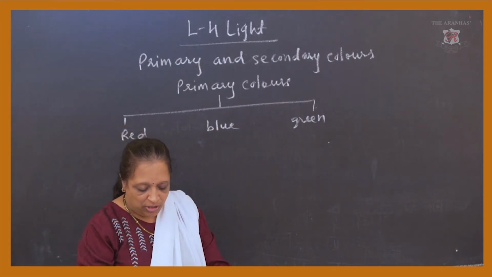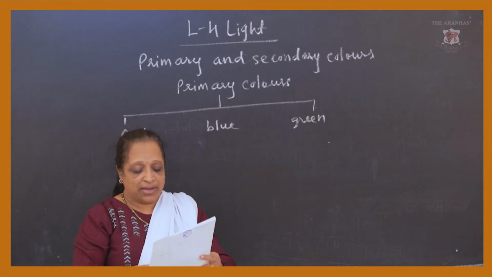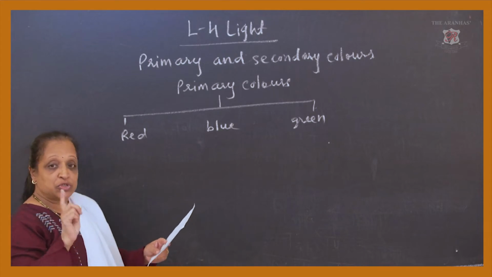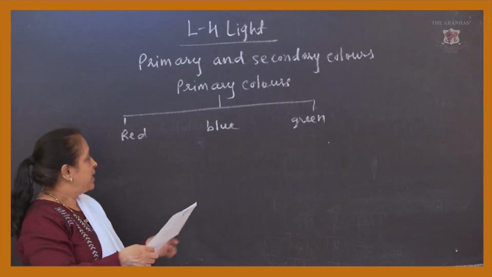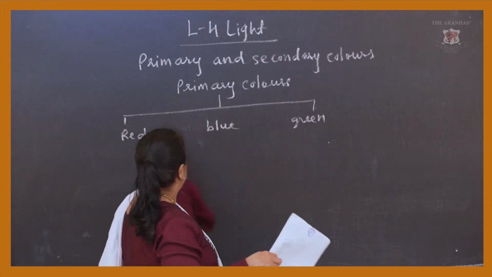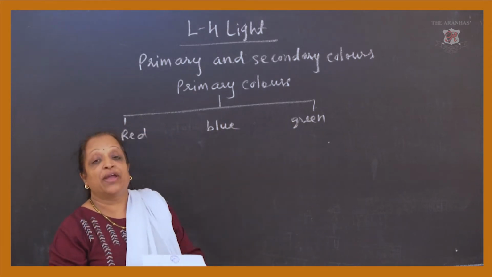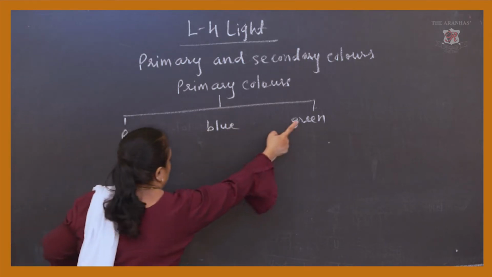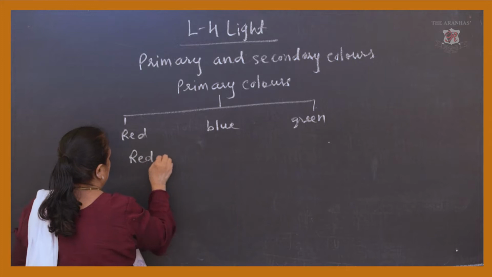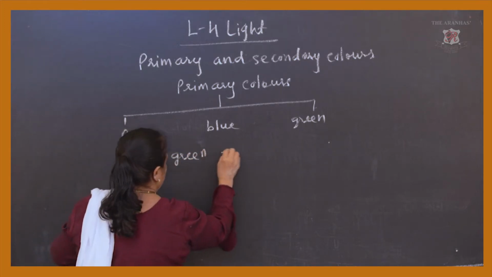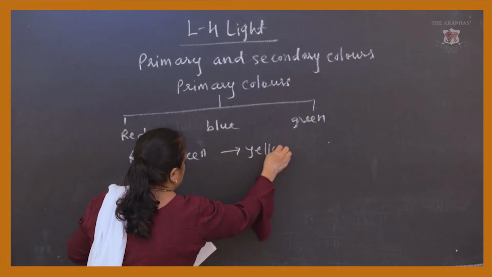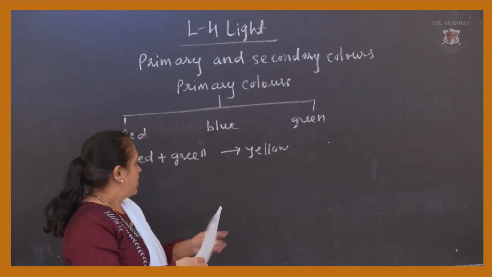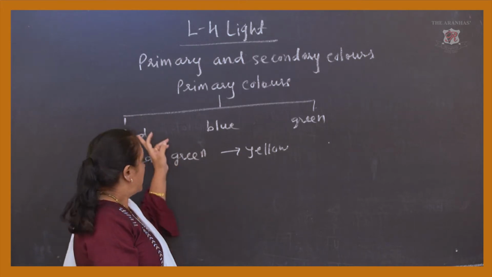For that, in your textbook also you are having one diagram over there which I am going to draw and show you, when we are having the combination either red and blue, blue and green or red and green, what effect do we get on these colors. So coming first to the red and green. So red plus green gives you the effect of the yellow color. That means it is going to reflect the yellow color when we are having the combination of red and green.